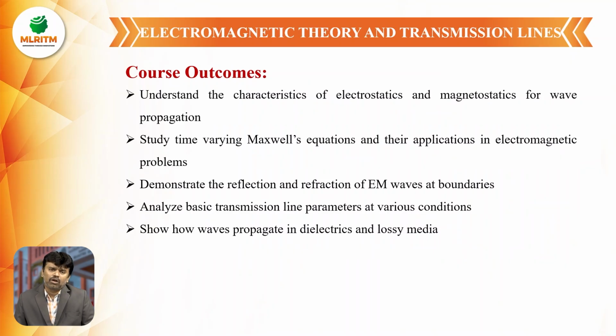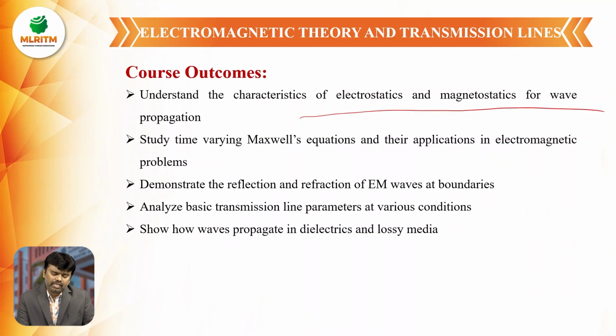Next, what are the course outcomes of this course? After learning this course, the student will be able to learn certain points and methods. The first course outcome is understanding the characteristics of electrostatics and magnetostatics for wave propagation. By studying electrostatic and magnetostatic fields, we can understand how an electromagnetic wave propagates in different mediums, and this will be useful in studying antennas and wave propagation.